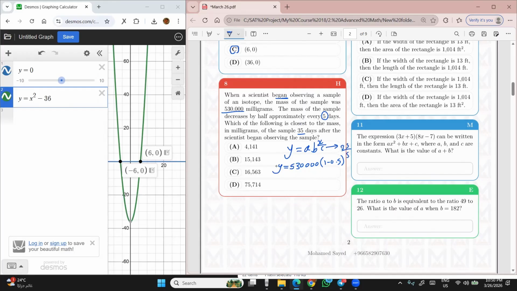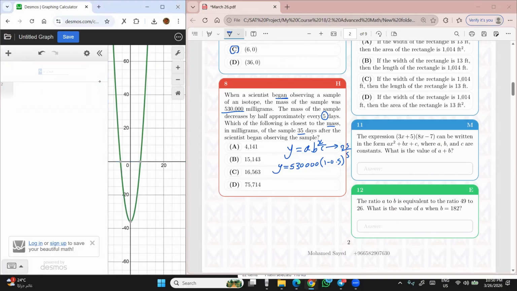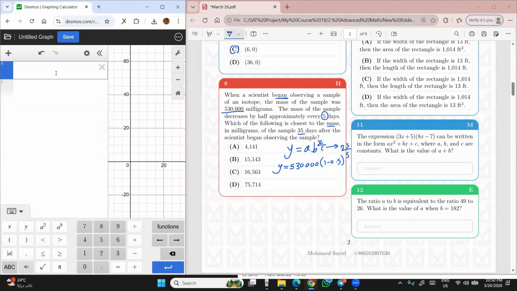But what about y? We don't have y, but we are asked to get the value of y, because which of the following is close to the mass in milligrams after the scientist began observing the sample. So we just get this on the calculator. You can just use Desmos to get the value of that. And we write here 530,000 and open the parentheses and write 1 minus half, 0.5.